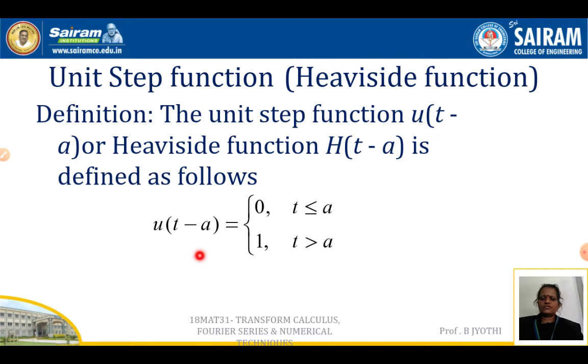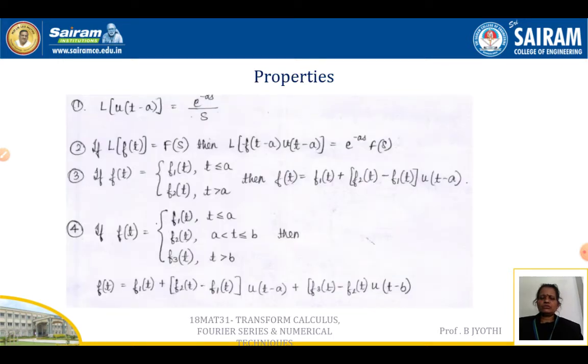So u of t minus a will be 0 when t is less than or equal to a, and it is 1 when t is greater than a. This is the definition of the unit step function. So coming to the properties, we have the properties like this.